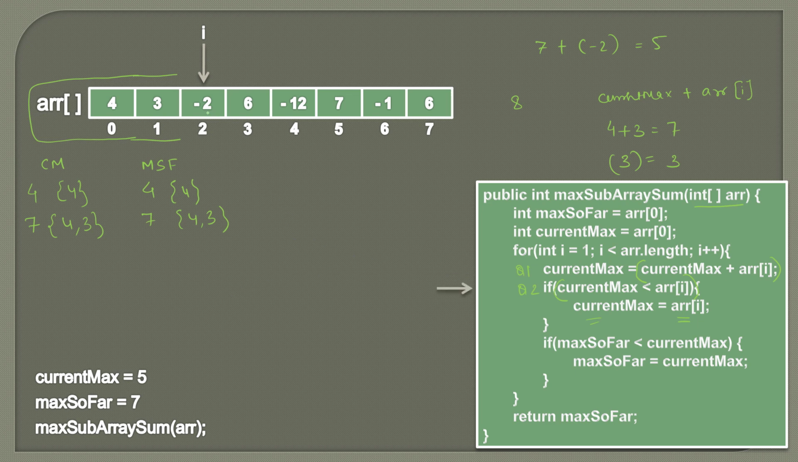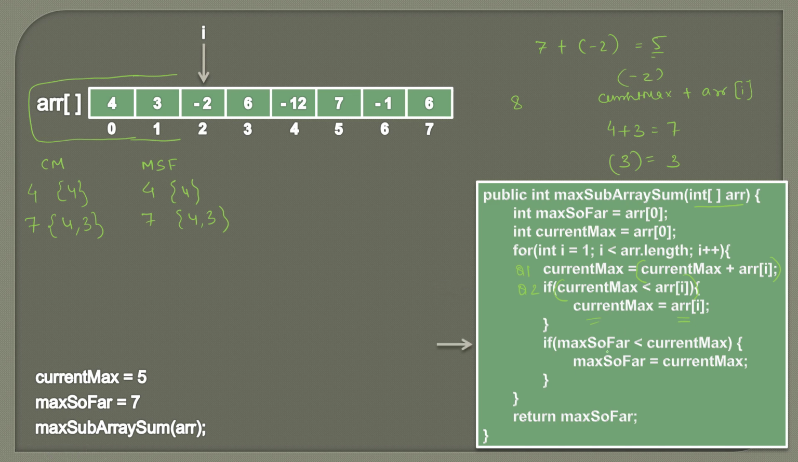And then this element simply asks, okay, can I start my own subarray? So this check decides that if current max, which is 5, is less than array of I value, which is minus 2, then array of I value is simply assigned to current max. So this condition comes out to be false because 5 is greater than minus 2.